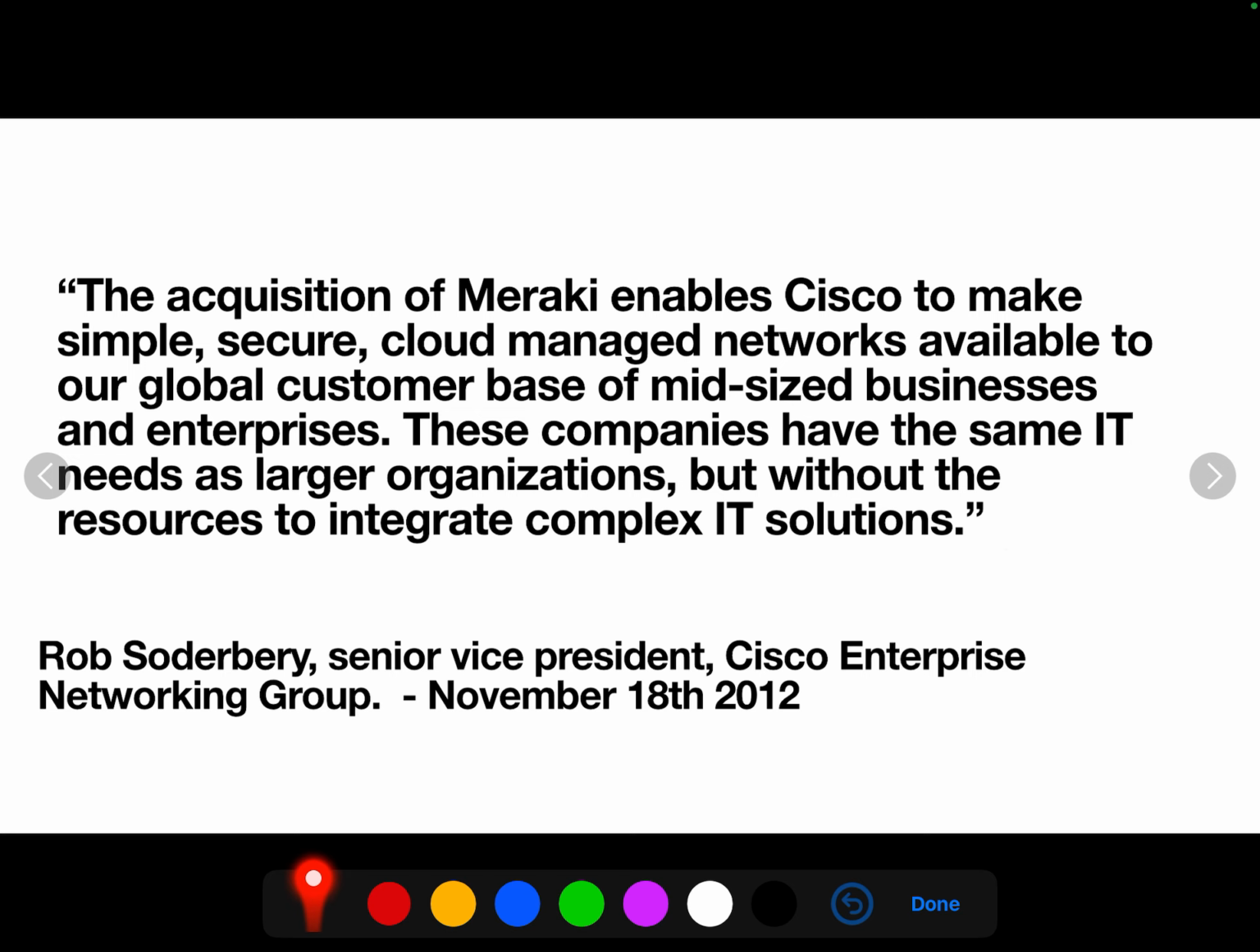So I think Mr. Sudbury there really captured what I was trying to say, where if you have limited expertise, Meraki is really a great solution for those kind of companies because it's simple. Being cloud managed is really helpful as well for those kind of enterprises.